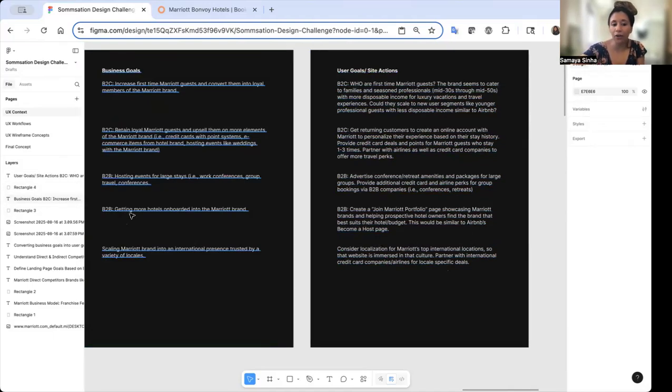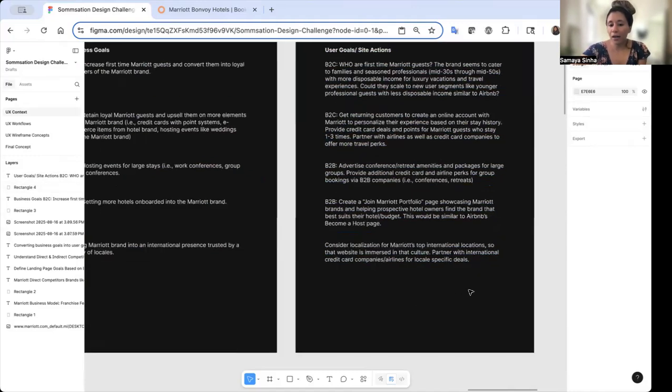And then finally, another goal that I sort of assumed was getting more hotels onboarded into the Marriott brand of hotels. So how might we create a join the Marriott portfolio and showcase Marriott's brands and help prospective hotel owners find the brand that best suits their hotel location and their budget. And it would be similar to Airbnb's Become a Host page.